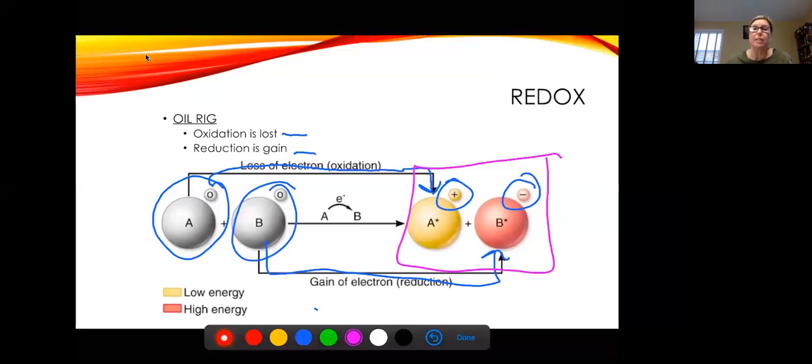Another way to look at this is it's a redox reaction. Redox is an abbreviation for reduction and oxidation, because generally you cannot have one without the other. If one atom is losing, some other atom is gaining. Electrons aren't just sitting in space if they can find someone to hook up with.